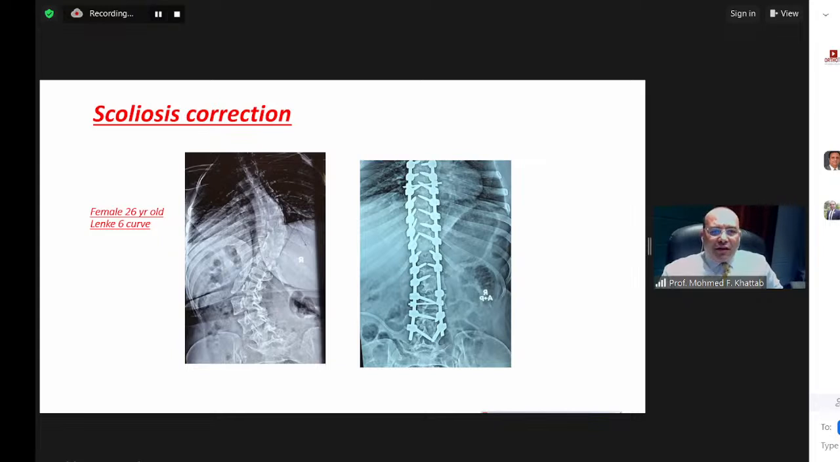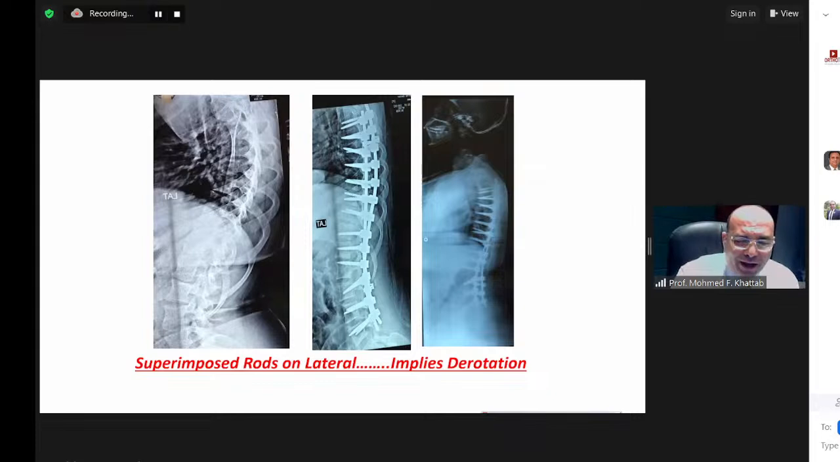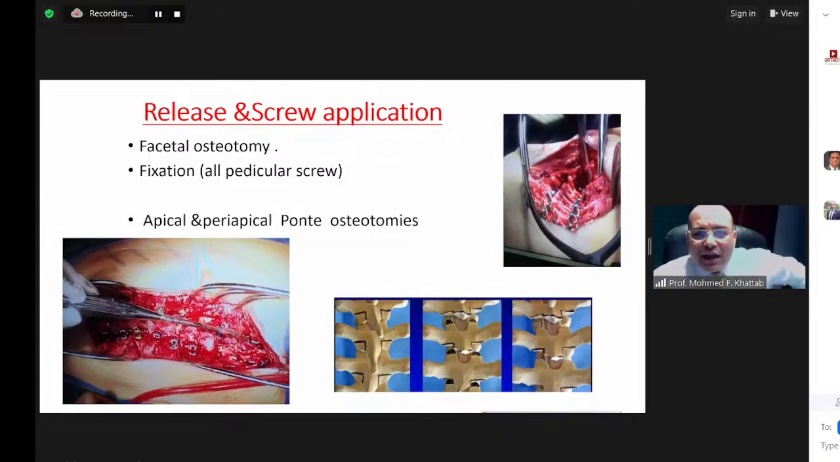Like this example, it is a female patient, 26 years old, with adolescent idiopathic scoliosis, with Lenke 6 curve, thoracolumbar and main thoracic curves. The bigger is the thoracolumbar curve, and I could correct her by multiple screw anchorage in proper coronal and sagittal profiles. And we can see that the superimposed rods in the lateral view imply that we could achieve good derotation.